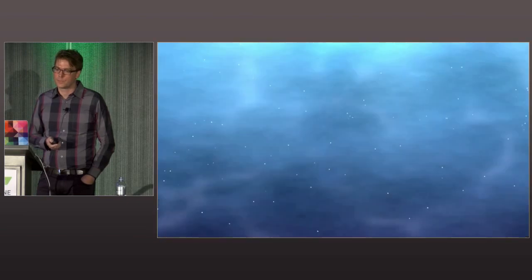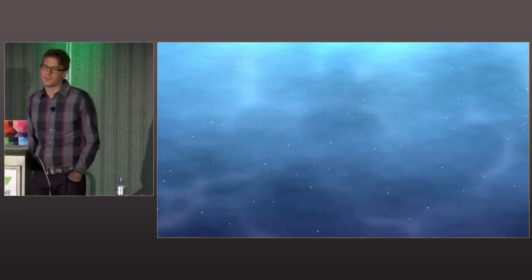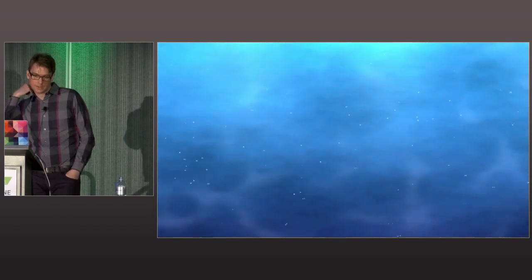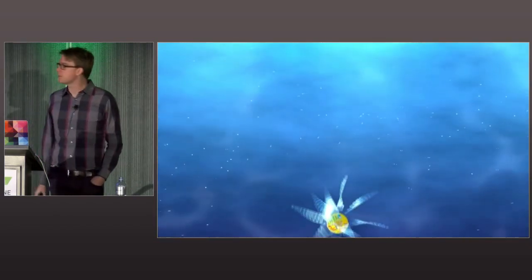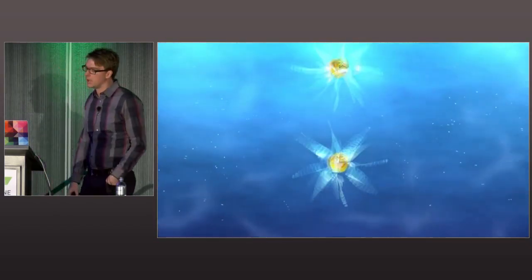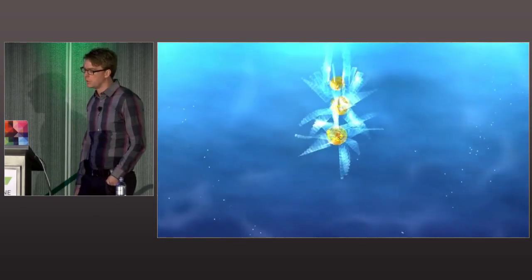And then we went back to rendering, like how do we make this thing look the way we want? So this is an earlier rendering test. And you've got some caustics here, some specular highlights, probably way too much bloom.